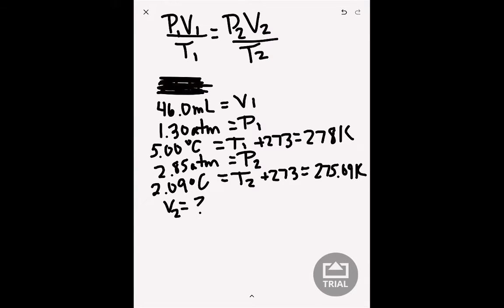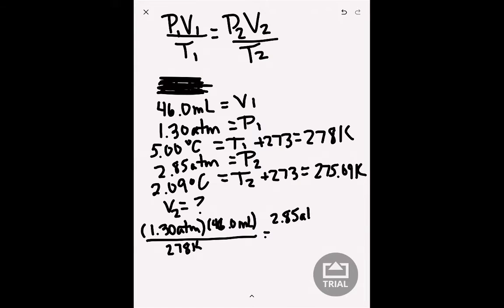Okay. So then we're going to substitute in our numbers. P1 is 1.30 atmospheres. V1 is 46.0 milliliters. And T1 is 278 K. And then P2 is 2.85 atmospheres. T2 is 275.09 K, and then V2 is what we're solving for.